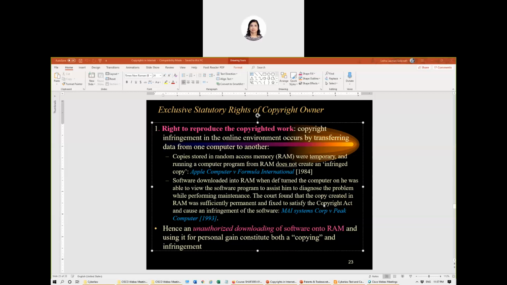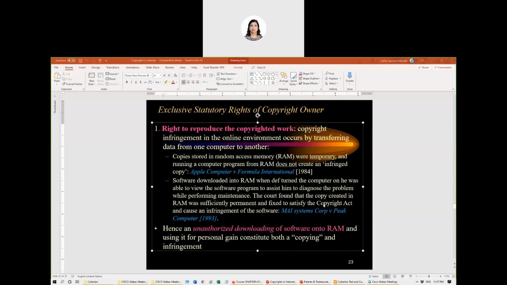different decision. Now what happened was this software was downloaded into the RAM. And whenever the defendant turned on the computer, he could actually see the software program, and he could actually use the software program to diagnose the problem while performing maintenance. So the court said, look, every time he switched on the computer, he could access the software program. So it was sufficiently permanent and fixed. So it's not in the temporary part of the computer.